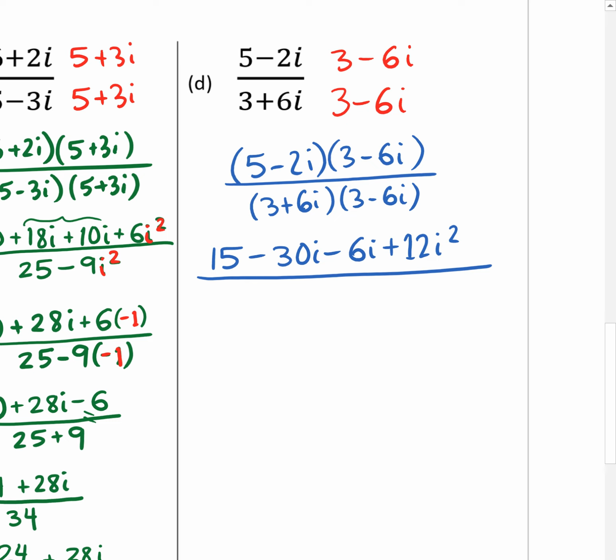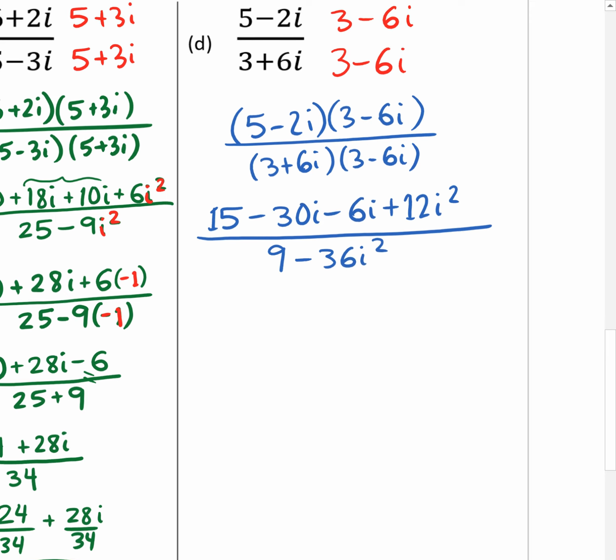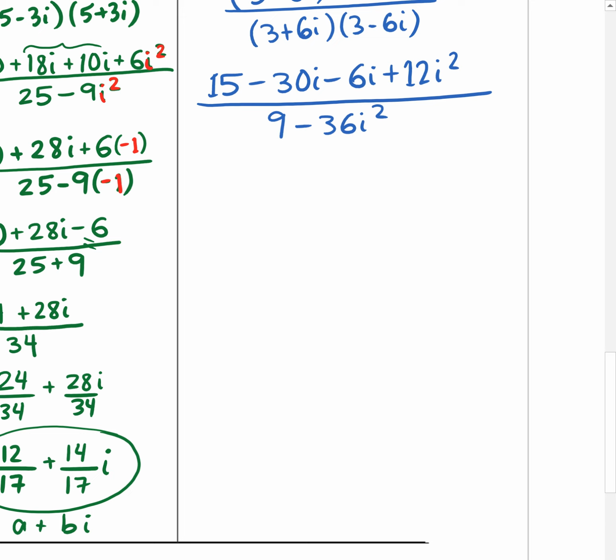In the denominator, we have just the first times the first, 9. Last times last, negative 36i squared. Don't even bother with the outer and the inner. They're not worthwhile because they're conjugates, so they're going to cancel.